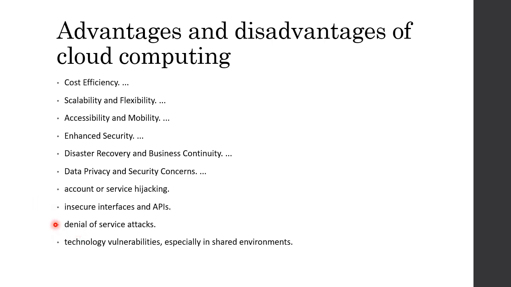Denial of service attacks. Usually, most of the time when the internet service is not working, then we cannot access the data. So it's a denial of service. Technology vulnerabilities, especially in shared environments. Okay, when we have a shared environment, when so many people are using a single laptop or single computer, then there is a vulnerability that you can peek into another person's private data.